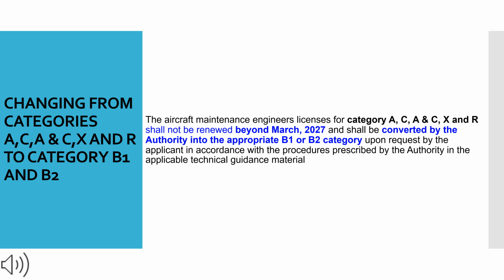Changing from categories A, C, A and C, X and R to categories B1 and B2. The aircraft maintenance engineer licenses for categories A, C, A and C, X and R, which are still used by the time of recording this discussion, shall not be renewed beyond March 2027, and they shall be converted by the authority into the appropriate B1 and B2 categories upon request by the applicant in accordance with the procedures prescribed by the authority in applicable technical guidance material.